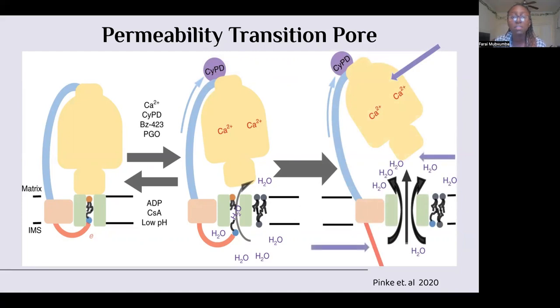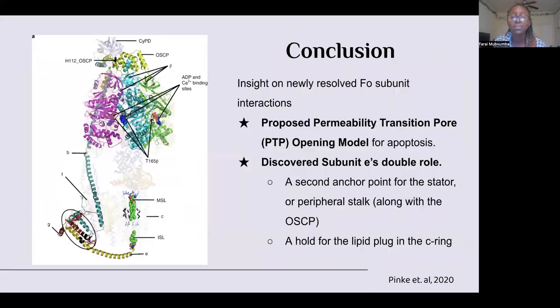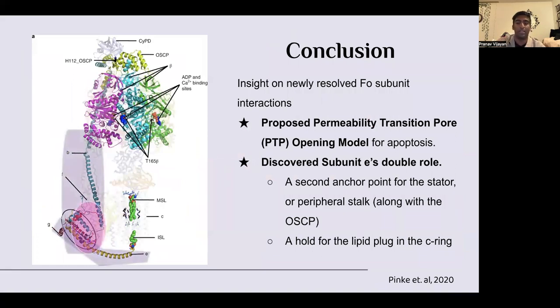Water would then rush out of the matrix and further disrupt the buried hydrophobic core of the C ring. Resolving this structure allows for ATP synthase data interpretation, as the researchers were able to propose a PTP model for apoptosis and show that subunit E's double role as a second anchor point for the stator, along with the OSCP's double role as a hold for the lipid plug in the C ring.